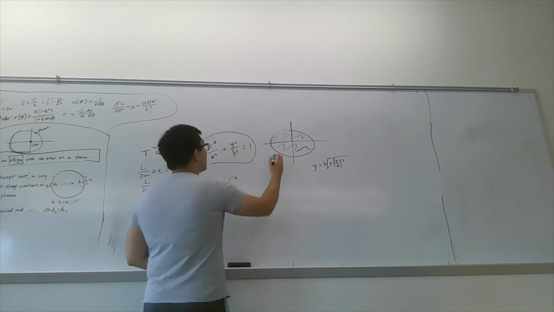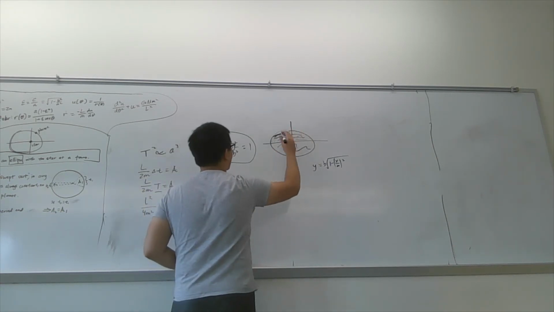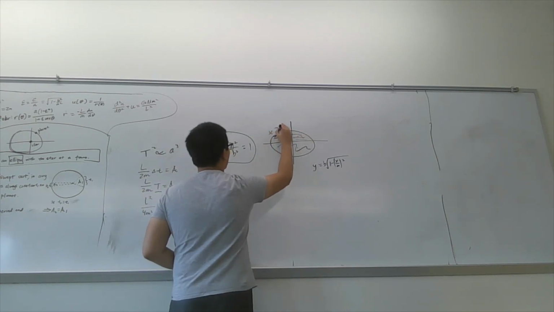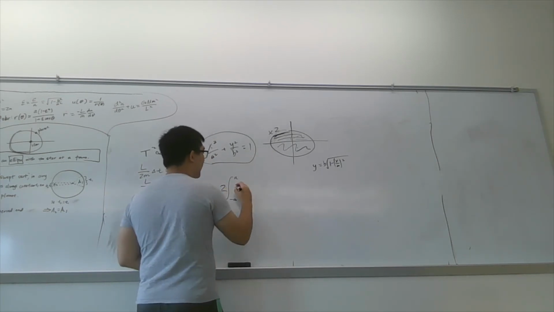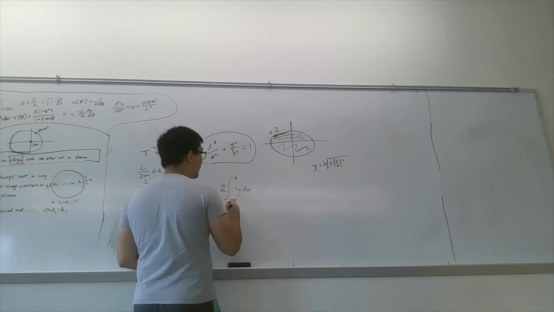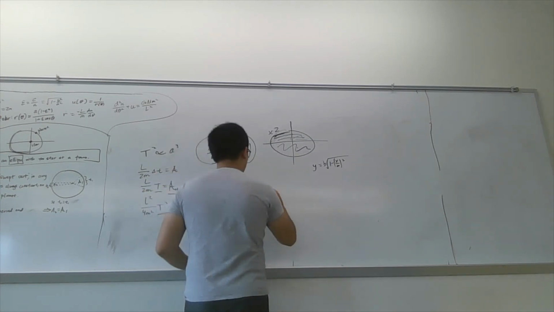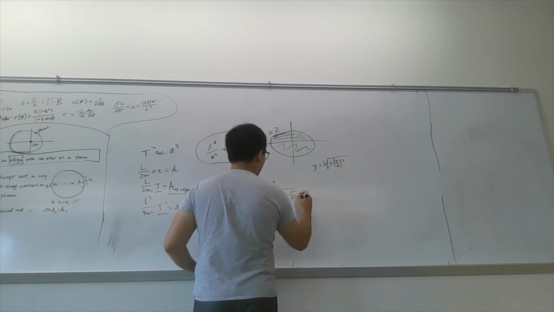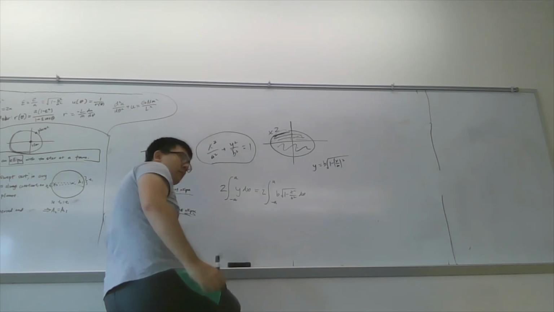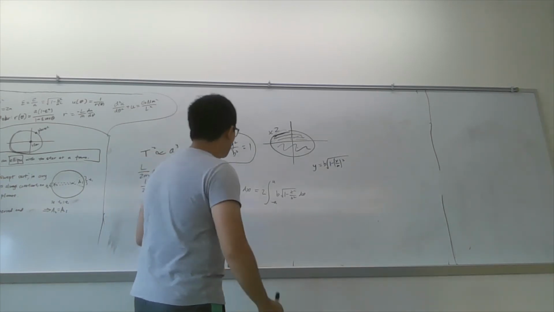Since our ellipse is symmetrical, we just need to determine what this integral is. We need to find the area of this half, and multiply that by 2. And we just get 2 times the integral of y from -a to a, which is just this integral right here. To solve this integral is a bit hard.